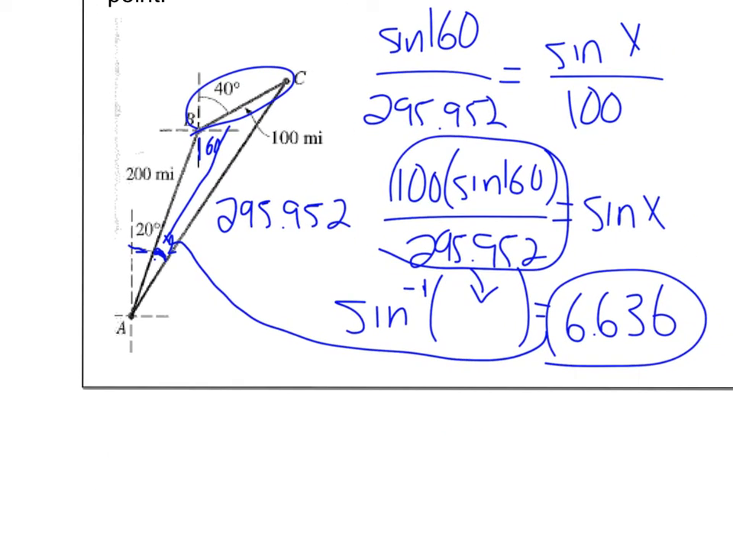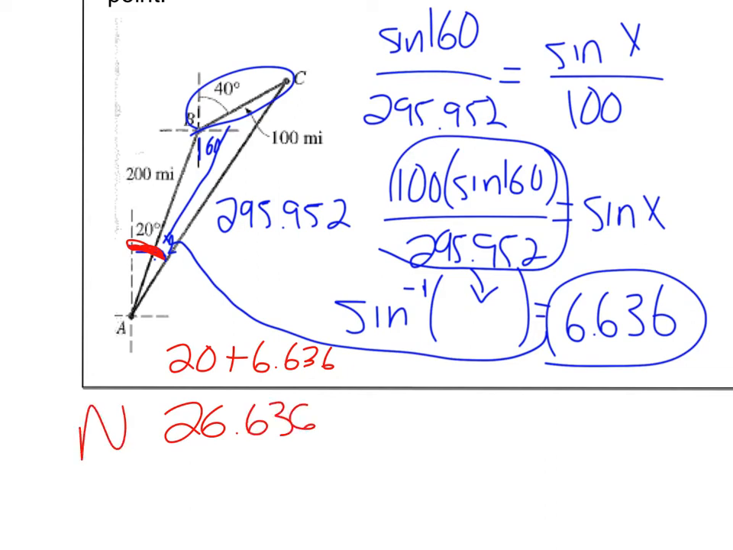I want to know the full heading, so all I'm going to do is take my answer and add 20 to it. My final answer will be north 26.636 degrees east. That would be the heading I would need to go on to fly directly to that plane in a straight line.